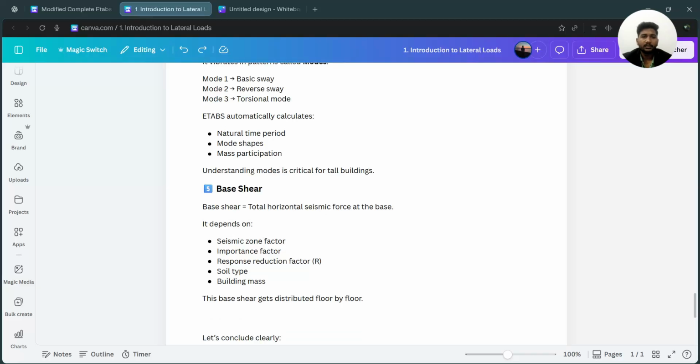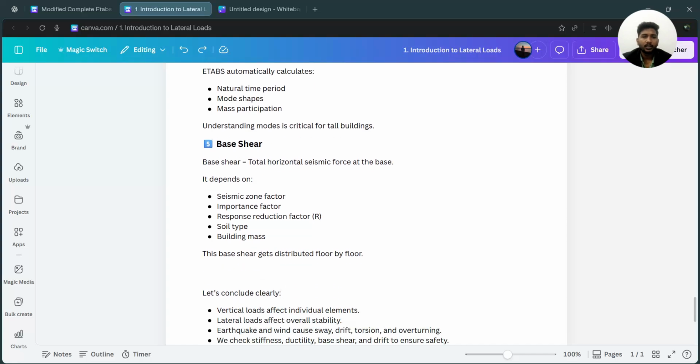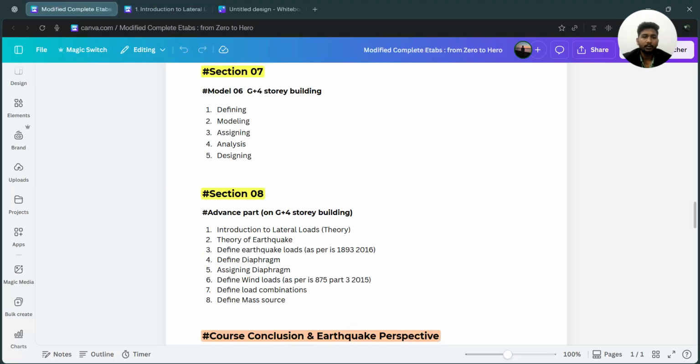Base shear. Base shear is the total horizontal seismic force at the base. It depends on the seismic zone factor, importance factor, response reduction factor, soil type, and the building mass. This base shear gets distributed floor by floor. These concepts are present in the IS code, and they have some limits, and we will be seeing all of this when we define the earthquake loads.